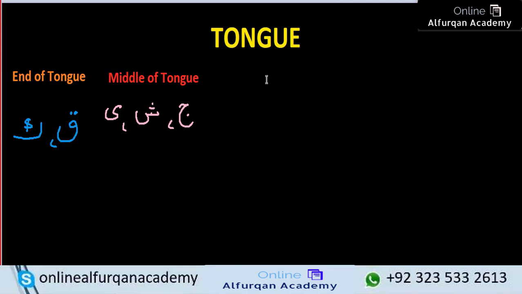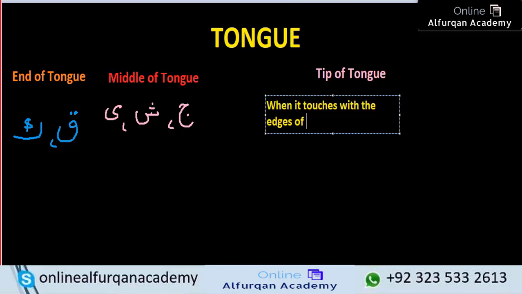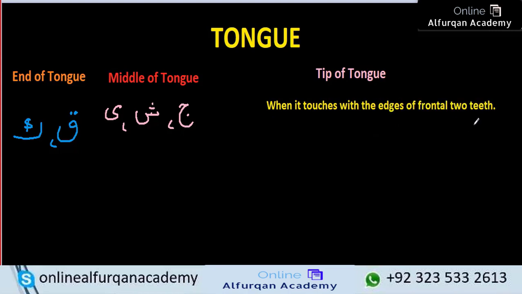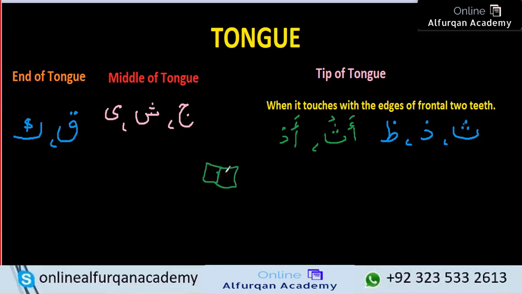And today we can discuss about tip of tongue. And from tip of tongue we pronounce a lot of letters. Number 1 is when it touches with the edges of frontal two teeth. We pronounce from here 3 letters: Tha, Zal and Dha. Pronounce it. Could you tell me your tongue is touching with the edges of frontal two teeth or somewhere else? For example, here we have these frontal two teeth.